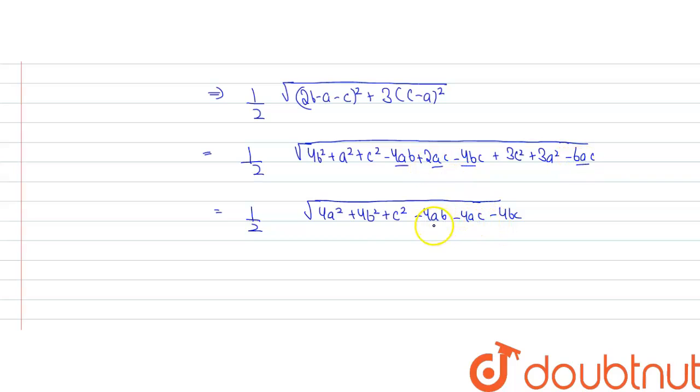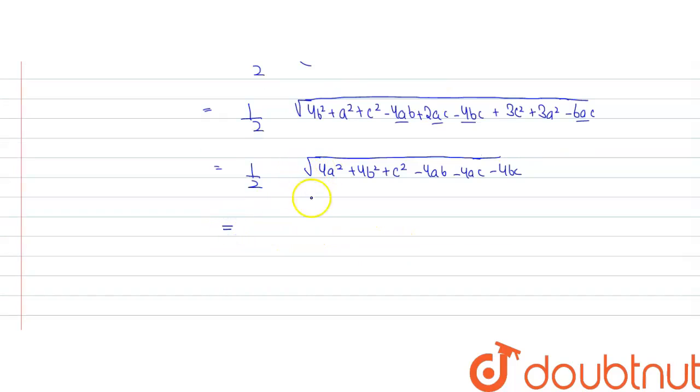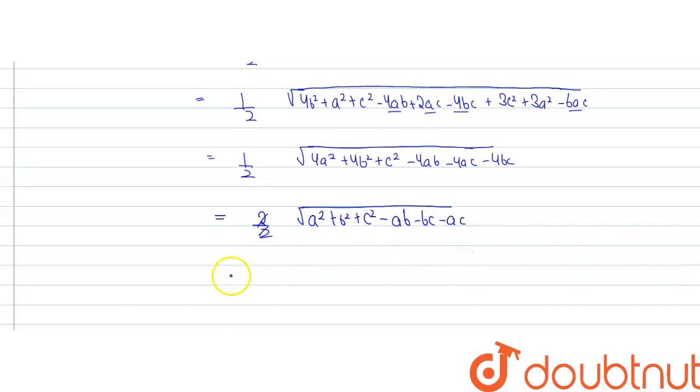Okay, so now by taking 4 common from this term, we'll get under root 4 common, so 2 by 2. And the left part will be under root of a square plus b square plus c square minus ab minus bc minus ac. 2 will cancel out each other. Okay, so now we can write this equation as under root of half into a minus b whole square plus b minus c whole square plus c minus a whole square.